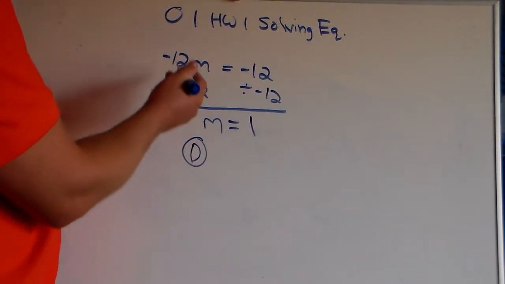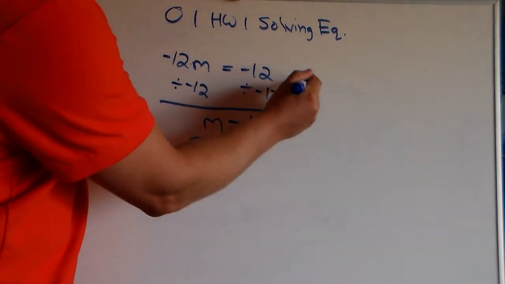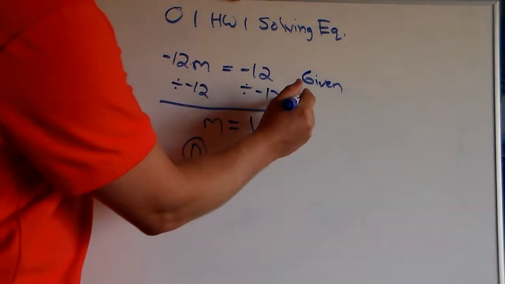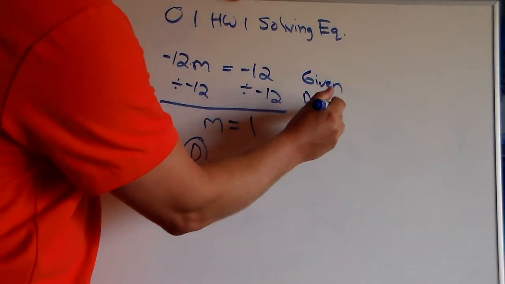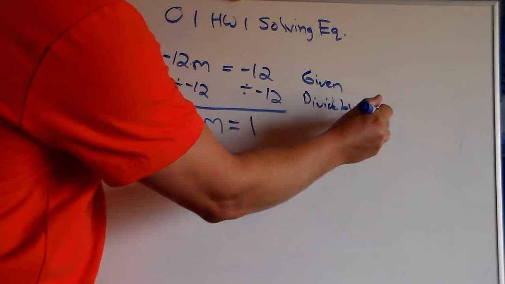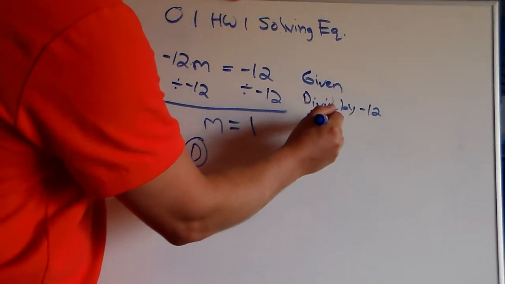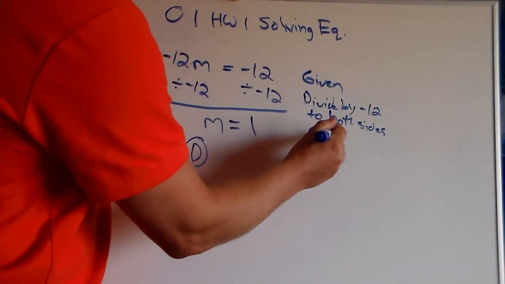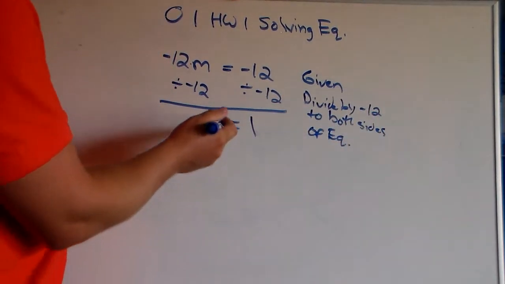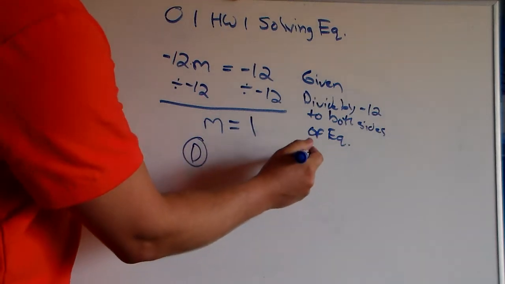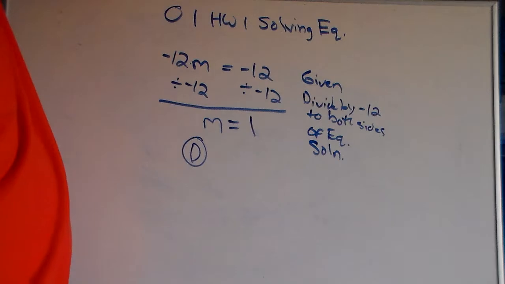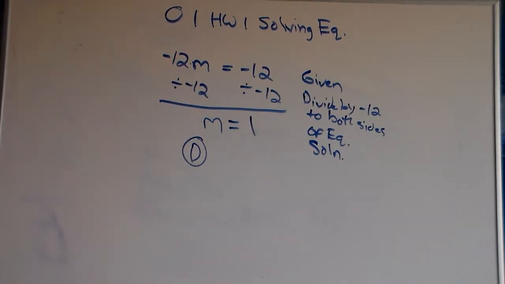To review the steps, the problem is just given to us, so we write given. Divide by negative 12 was the next step we did, to both sides of the equation. And our final step here was our solution, m equals 1. Next we'll do problem number 7.